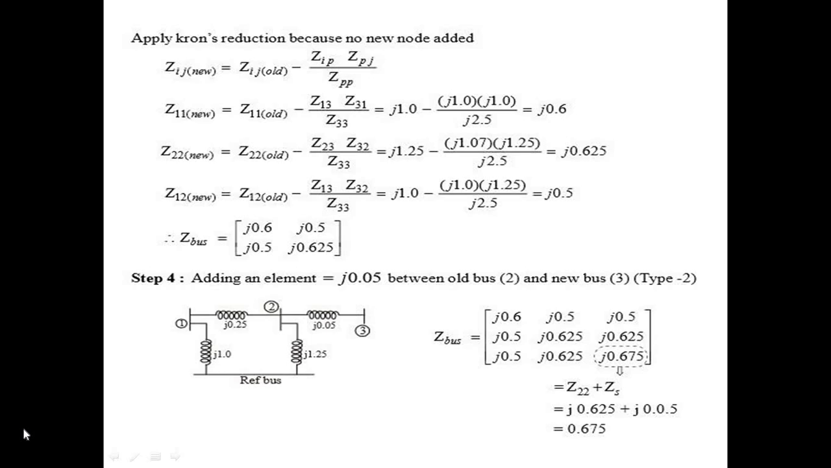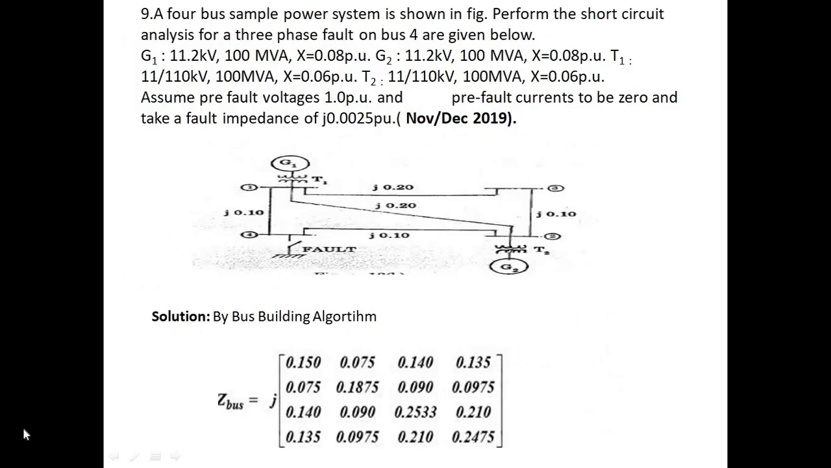Then step 4, adding the element j0.05 between old bus 2 and new bus, type 2, and between the reference node. The 3 by 3 matrix Z bus is equal to 0.6, 0.5, 0.5; 0.5, 0.625, 0.625; 0.5, 0.625, 0.75. That is equal to Z22 plus Zb equal to j0.625 plus j0.05, equal to j0.675. The next one is a 4-bus sample power system shown in the figure.